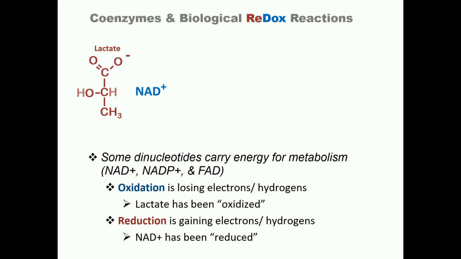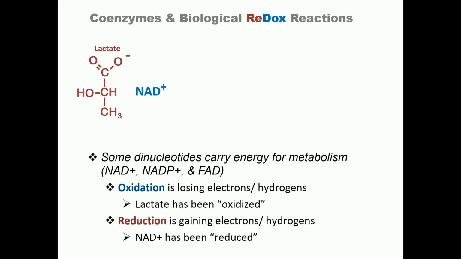We have lactate, which has some stored chemical energy inside of it, and we have a dinucleotide coenzyme called NAD+. We'll see NAD+ in cellular respiration when we get to those slides. We'll see similar things like NADP+ coming up very shortly in photosynthesis, and other dinucleotides as well. ATP is another nucleotide coenzyme that's an energy carrier. All of these are energy carriers for metabolism, so be familiar with some of these abbreviations. You'll be seeing them over and over again.